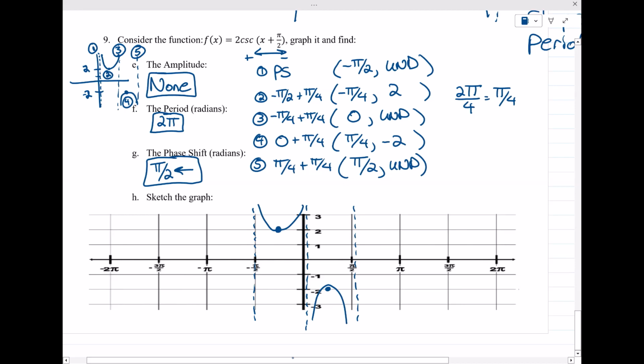Making all kinds of mistakes tonight. Let's see. Cosecant is 2 pi. So we need 360 degrees. We're going to divide by 4, so that's pi over 4. We are adding pi over 4 to each x value.